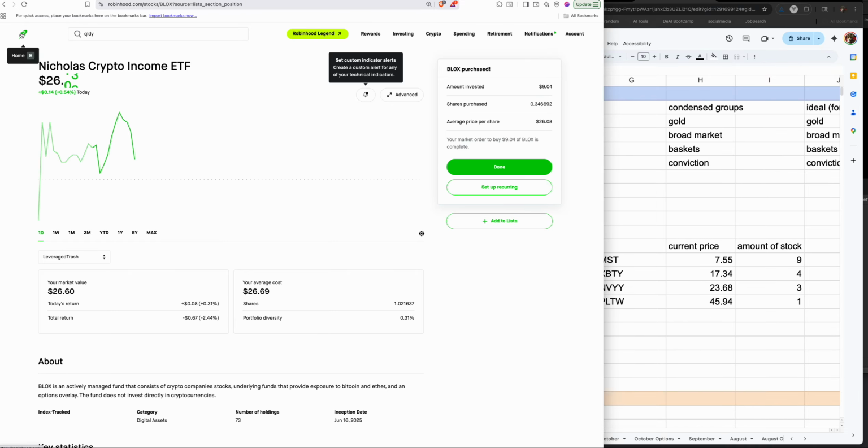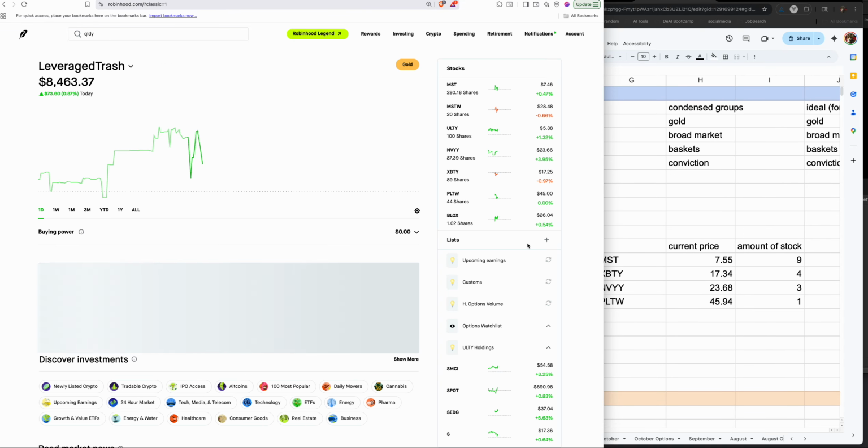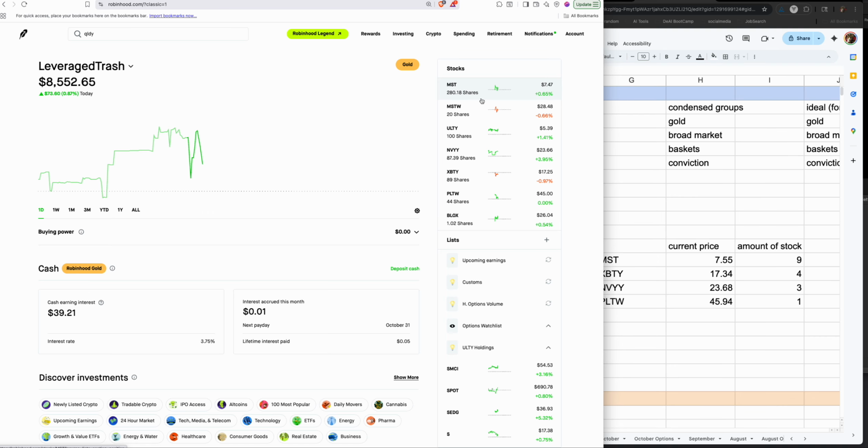Right. Okay. So I think what's happening with the leveraged account is MST declares today, MSTW declares on Fridays, ULTI is now going to declare on Tuesday, NVYY declares on Thursday, XBTY also declares on Thursday, PLTW declares on Friday, and Blocks I think is on Thursday or Friday. So nothing declares on Wednesday. So I don't get paid on Fridays, which is why I don't have a lot of money in this account on Mondays to invest, because I'm not just going to leave cash in this account.